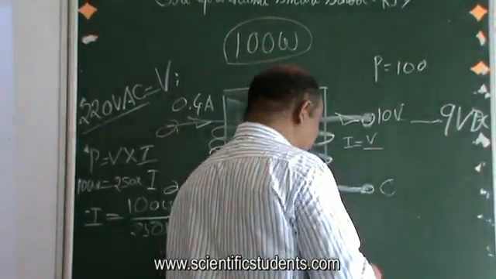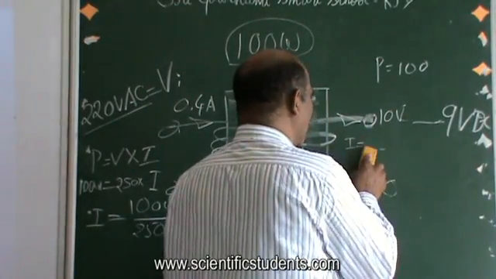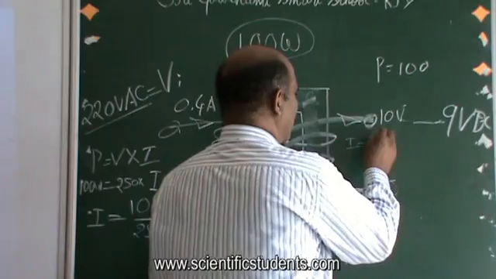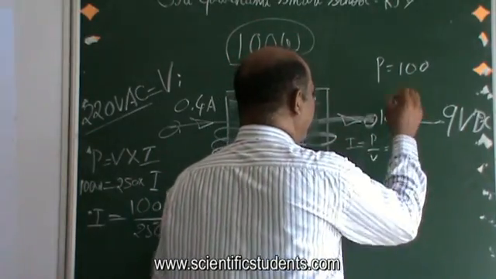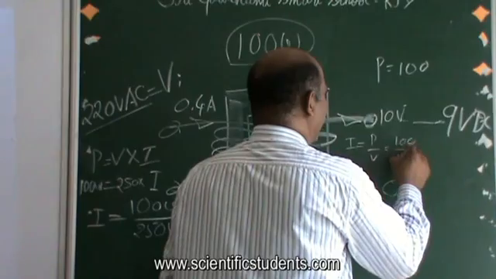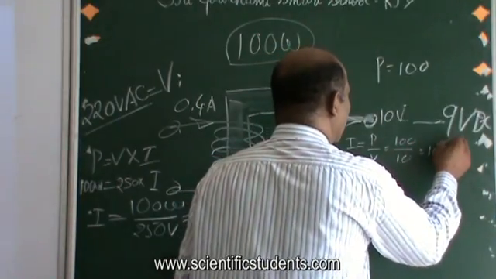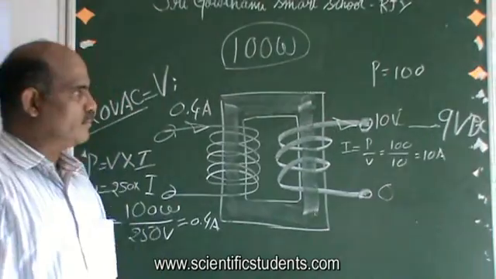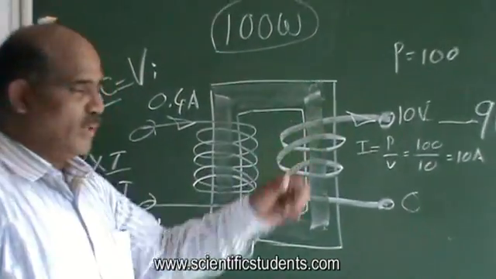Tell me, I is equal to P by V. So now, what is your P here? 100 divided by 10. What is the current you can pull? 10 ampere. 10 ampere current you can pull.